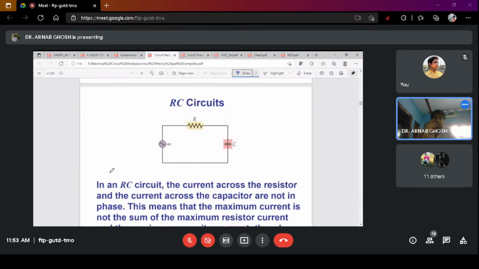So I was talking about a purely capacitive circuit. Now let's move on to an RC circuit. If we are talking about an RC circuit, we commonly call it a capacitive circuit. So if I am talking about a capacitive circuit, don't get confused. I am talking about a circuit which consists of capacitance and a resistance, but there will be no inductance.